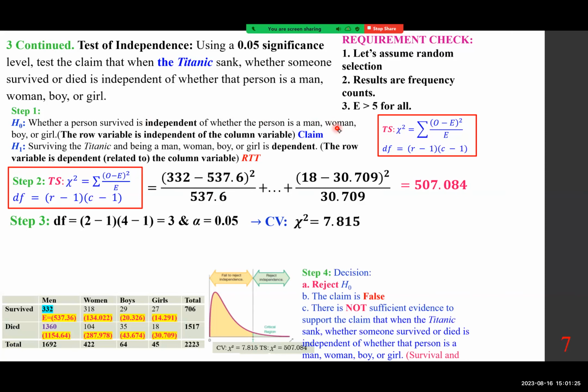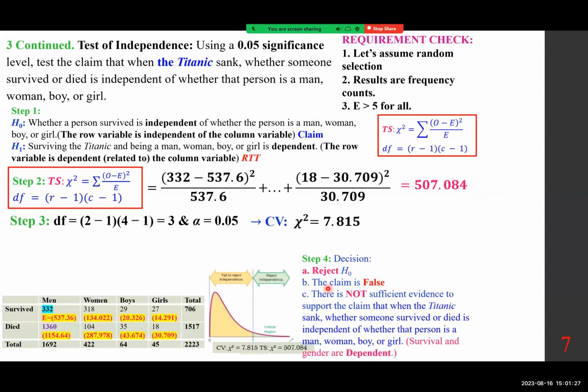And so here's how we write it. Reject H0, the claim is false. There is not sufficient evidence to support the claim that when the Titanic sank, whether someone survived or died is independent of whether the person is a man, woman, boy, or girl. Survival and gender are dependent. That's one short way of writing.